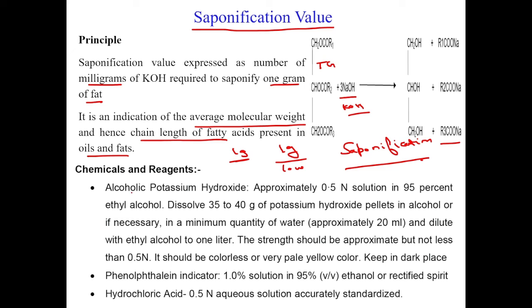Now what are the reagents required? We need alcoholic KOH. We need approximately 0.5 normal, which we have to prepare in 95% ethyl alcohol.